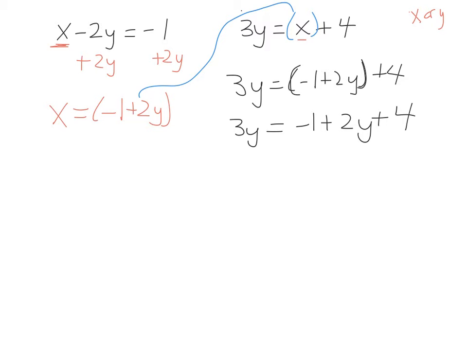And now I'm going to get my y's on the same side. So I'm going to subtract 2y. That gives me y equals negative 1 plus 4. So y equals 3.